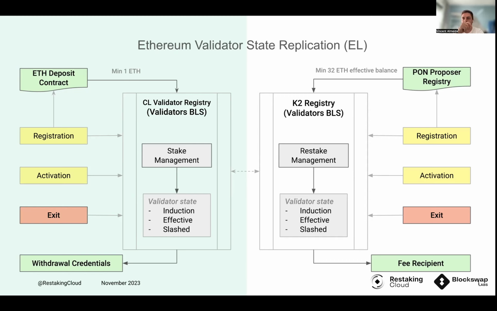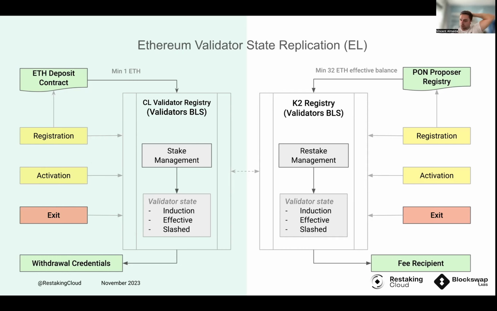And then it will go through a cycle, right? If you add another 31 ETH, you will then go through an activation cycle. You have different induction balances, effective balance, slash balance, and you can manage your different states. But when you do that registration, you will specify withdrawal credentials that you control.